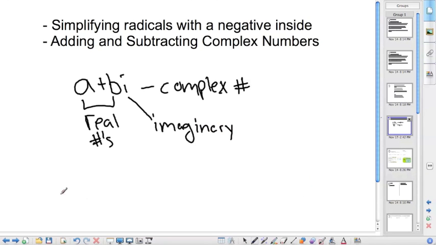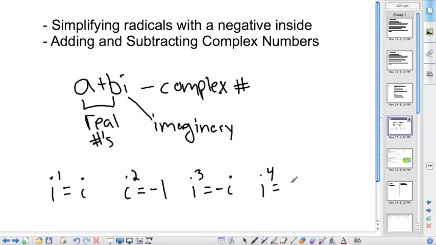and the i is imaginary. The other thing you have to remember is the pattern of i. i to the first is i, i to the second is equal to -1, i to the third is equal to -i, and then you have i to the fourth, which is equal to +1.